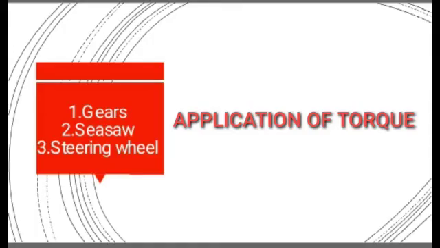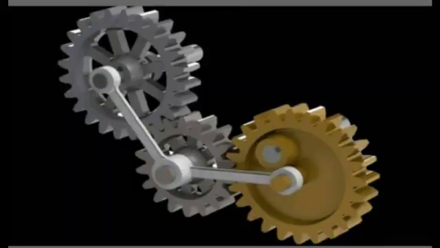Now, shall we move on to application of torque? It is gears, seesaw and steering wheel. We are going to learn about the application of torque with the examples of gears, seesaw and steering wheels. First one is gears. A gear is a circular wheel with teeth around its rim. It helps to change the speed of rotation of a wheel by changing the torque and helps to transmit power. This is the example of gear.